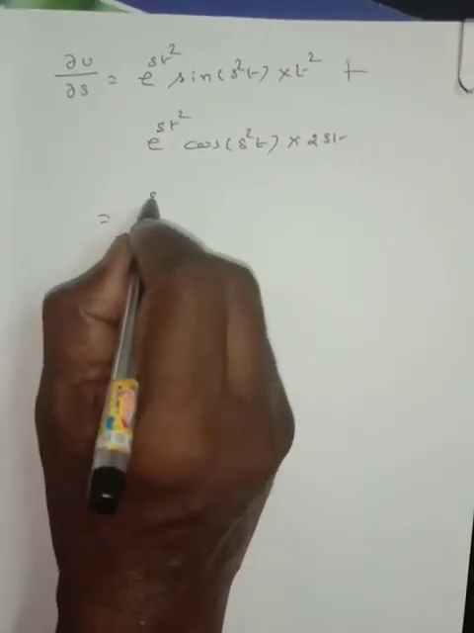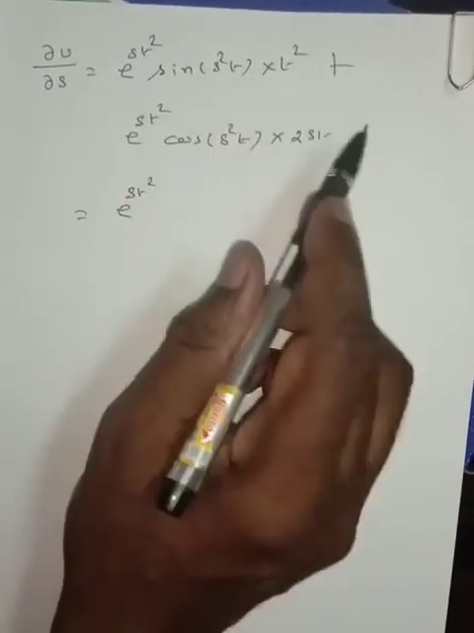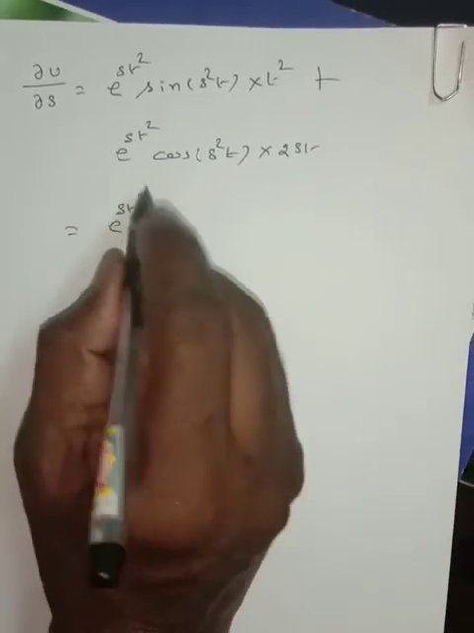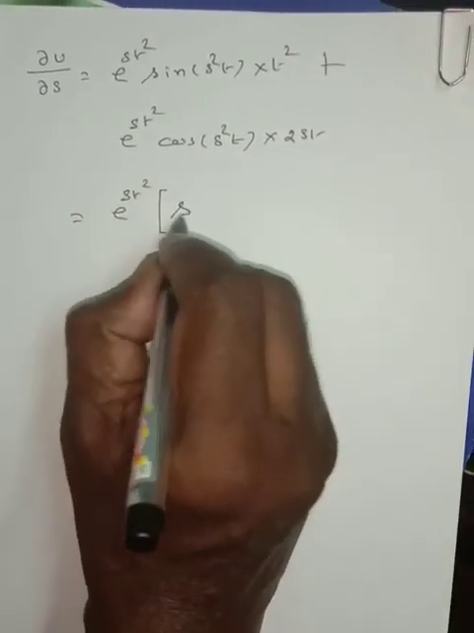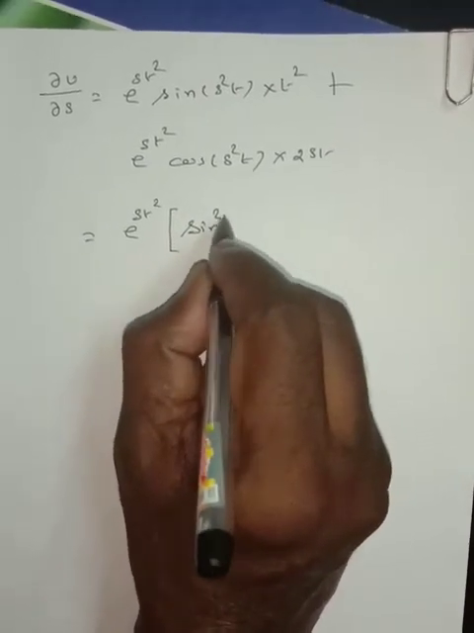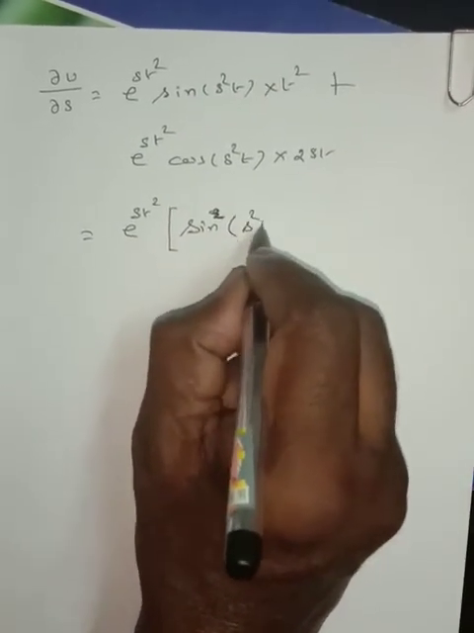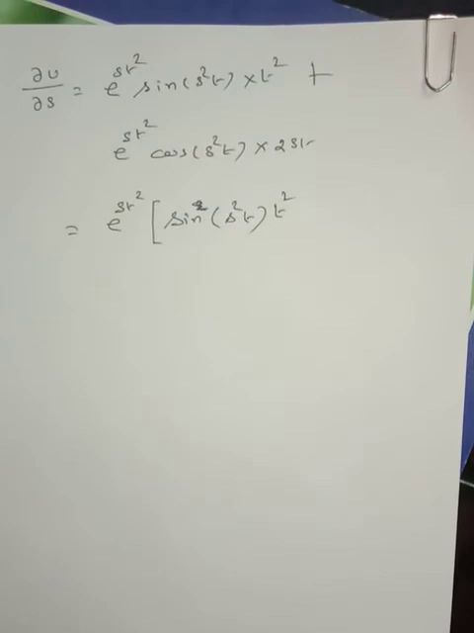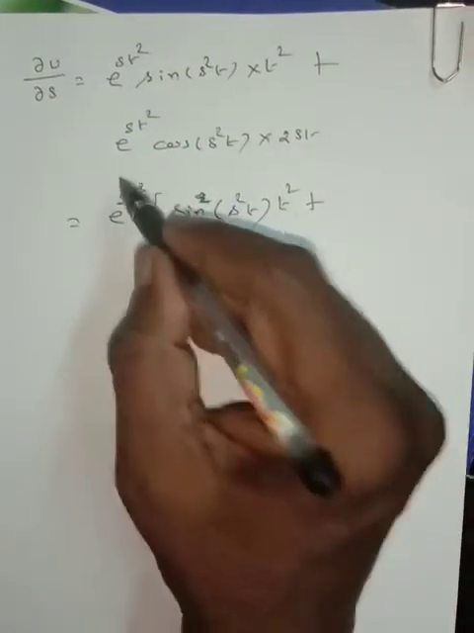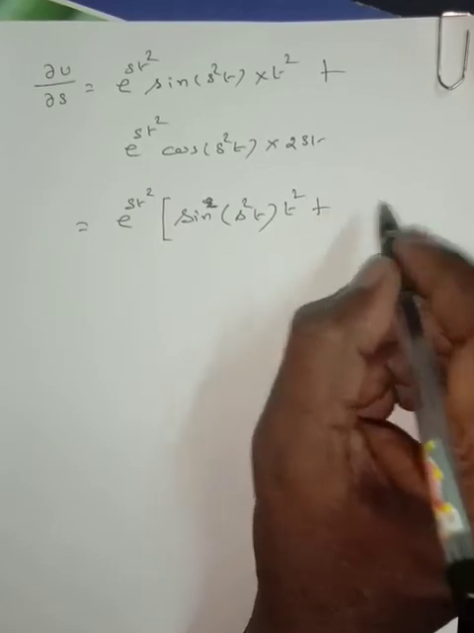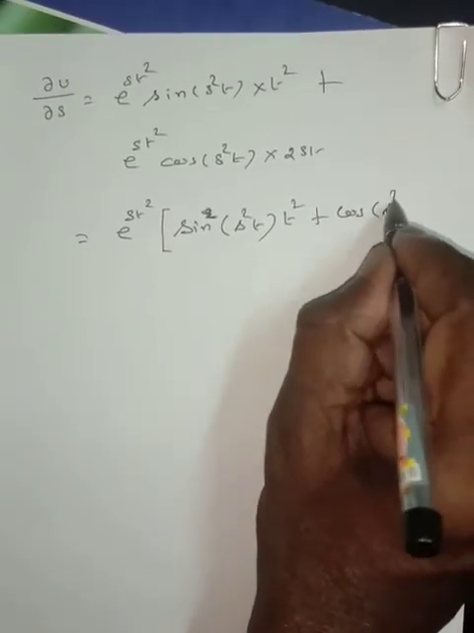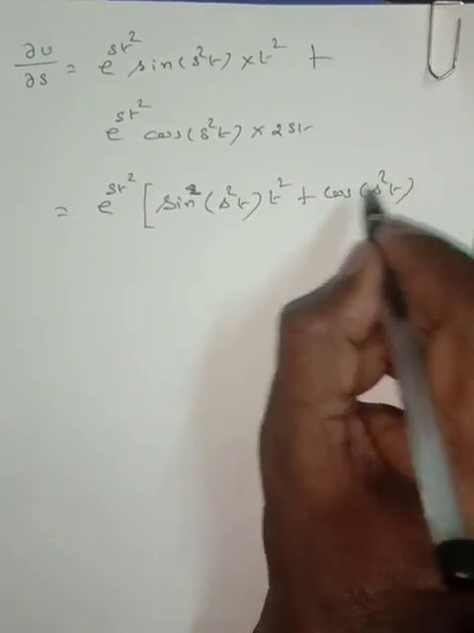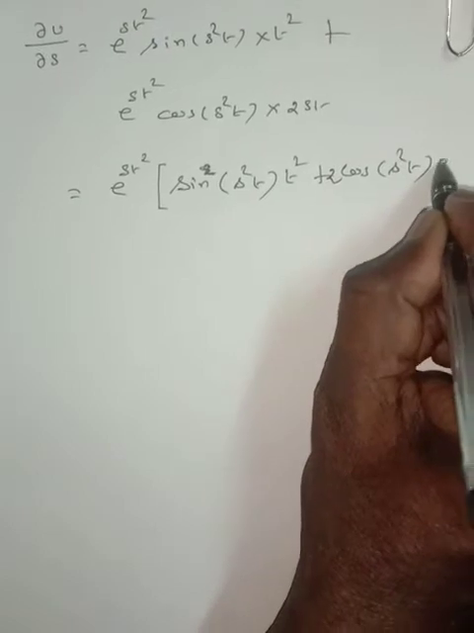Now e to the power of s t square is common, t square is common, so the bracket is sin of s square t into t square plus cos of s square t into 2st, so 2 into st.